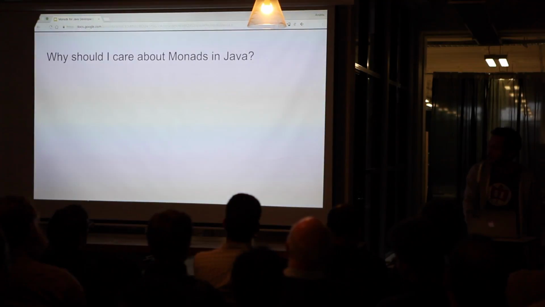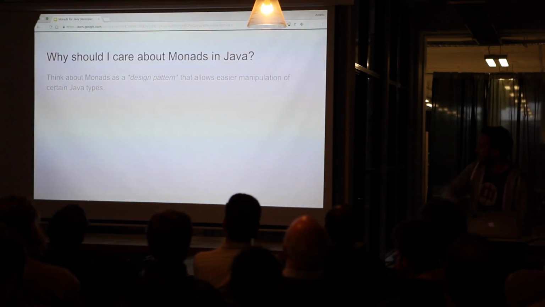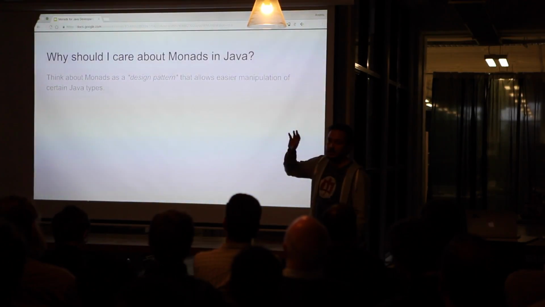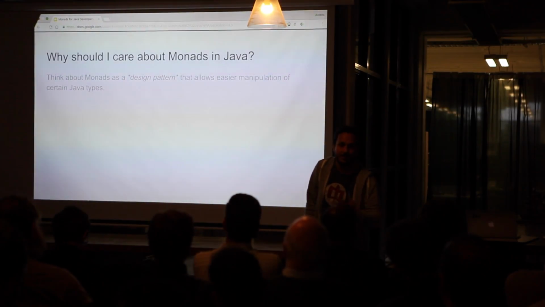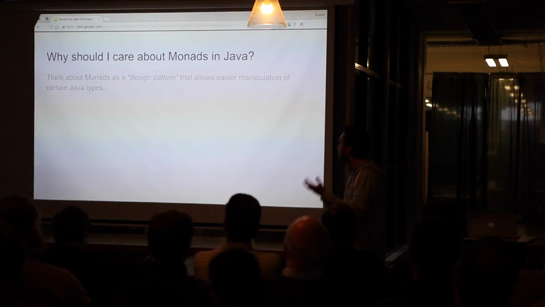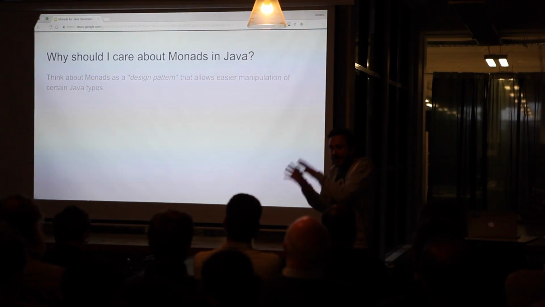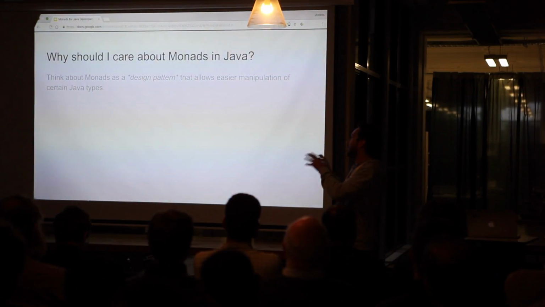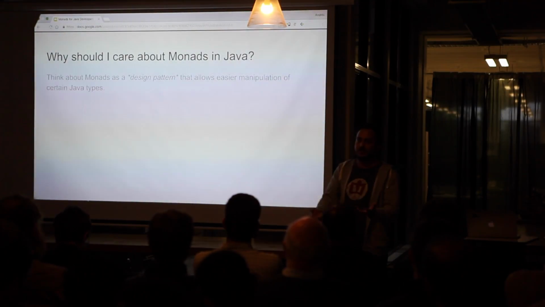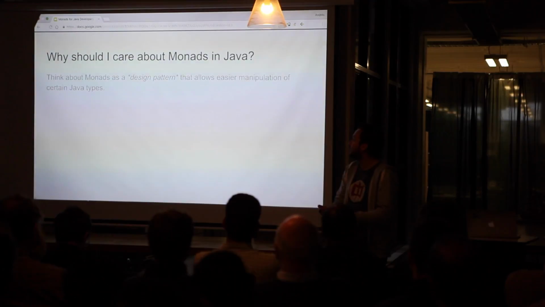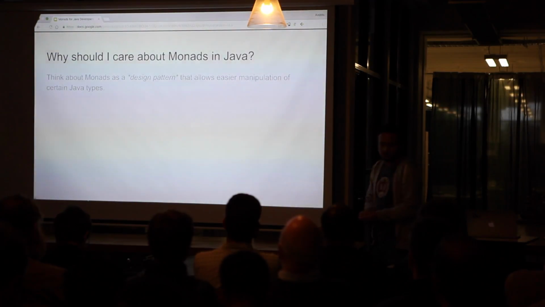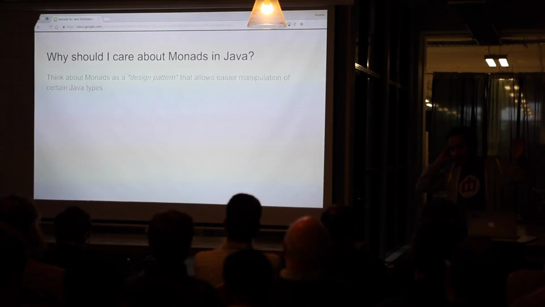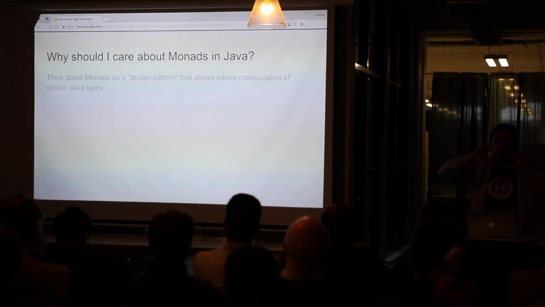So monads in Java, you can think of them as a design pattern. It's a different way to do things. And the pattern will help you manipulate certain types more easily. And the types I'm talking about are basically generic types or parameterized types. So it's just another way of doing things. It's not new, it's rather old, but it's another way.